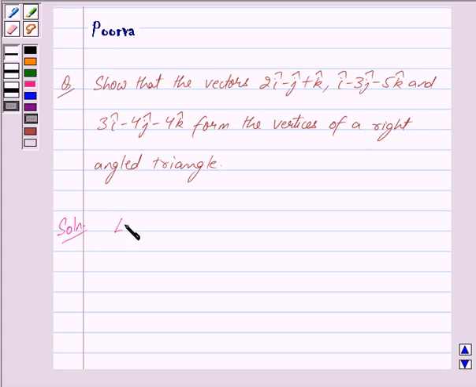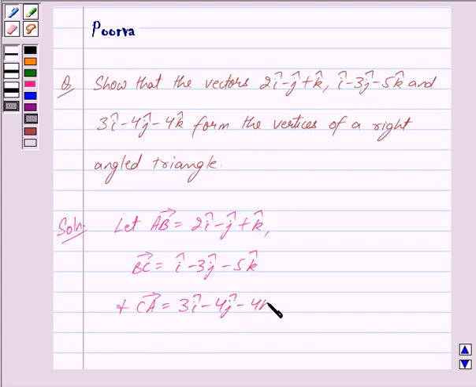Now, let vector AB be equal to 2i cap minus j cap plus k cap. Vector BC is equal to i cap minus 3j cap minus 5k cap. And vector CA is equal to 3i cap minus 4j cap minus 4k cap. Now we have to show that these three vectors form the vertices of a right angle triangle.